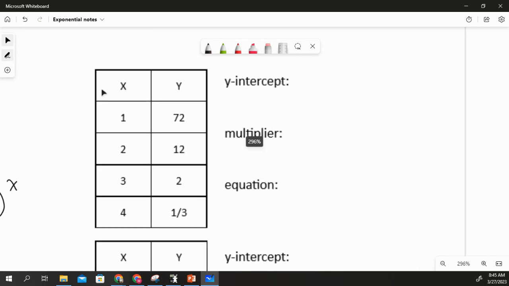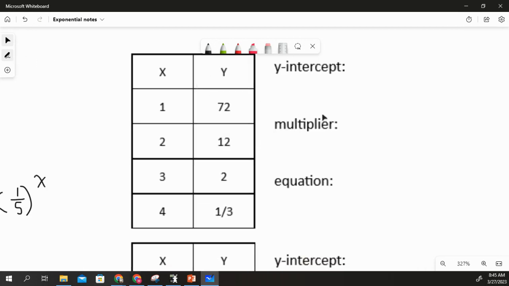All right, next one we got here. We got to do a little bit of math because you notice here, our chart does not have 0 involved. So let's figure out what it would be so we can find our y-intercept and then find our multiplier. Probably the best thing to do is figure out what our multiplier is so that when we go down from 1 to 0, we can find out what this y-intercept will be.